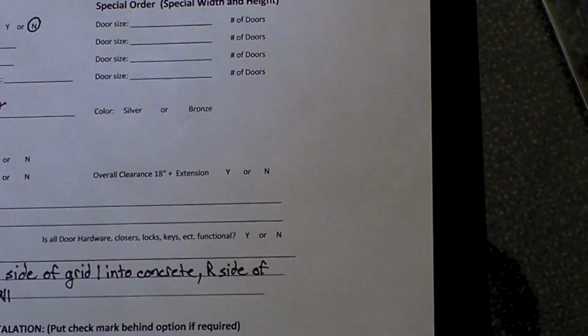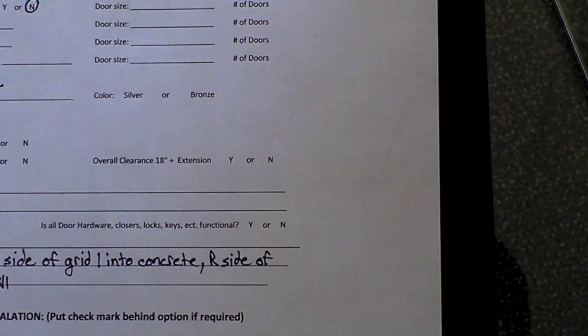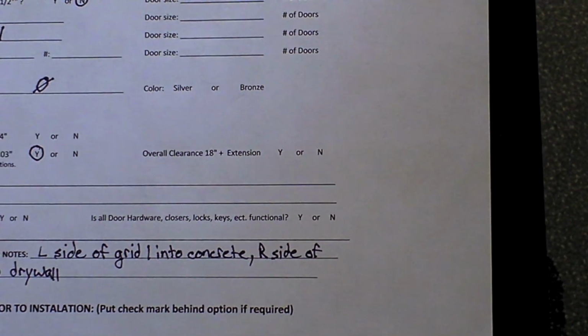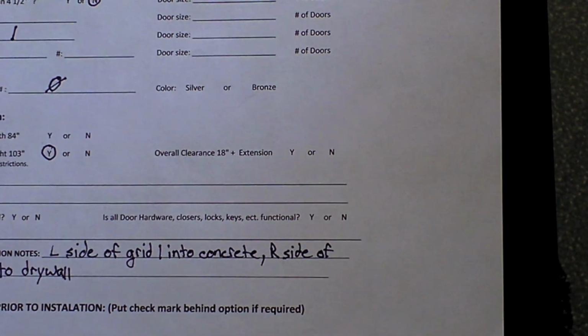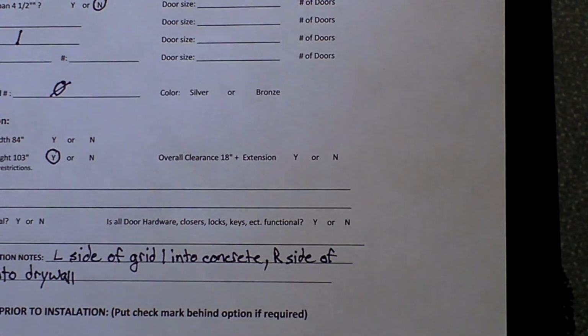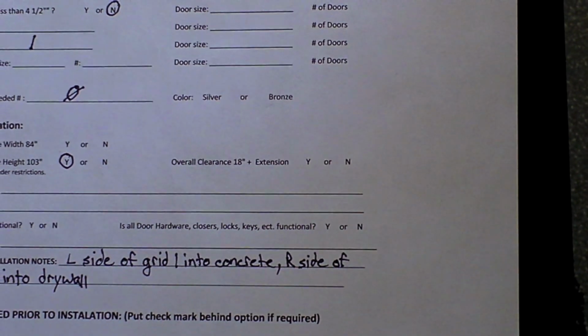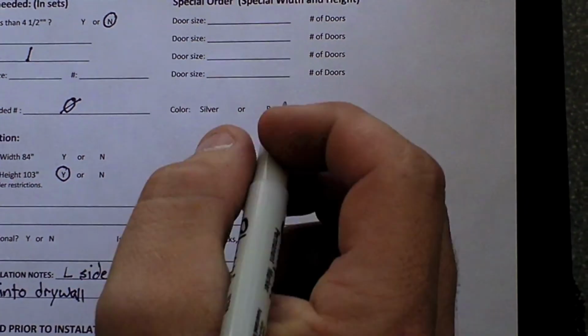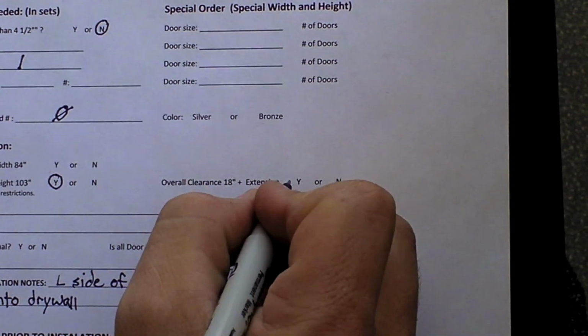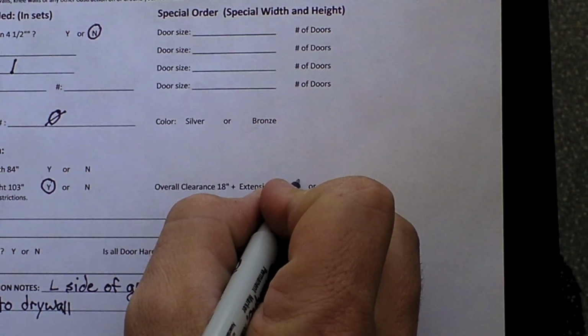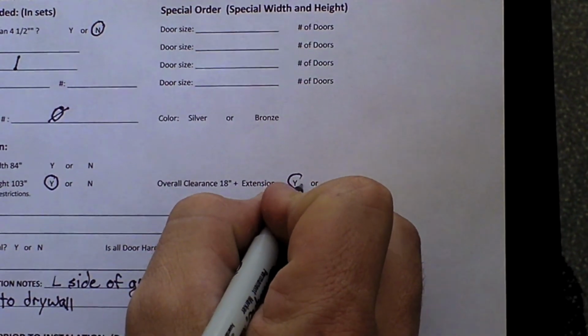The question dealing with overall clearance means checking that there are no exit signs, sprinklers, or any other obstruction hanging directly above where the door will be. The hood comes out 18 inches plus the size of the extension needed. In this store, it'll be 18 inches plus 14 inches for the extension, for a total of 32 inches. This store has the needed clearance, so circle yes here.